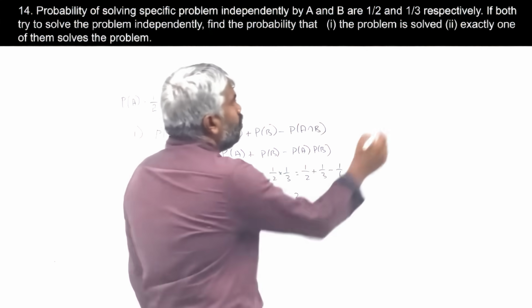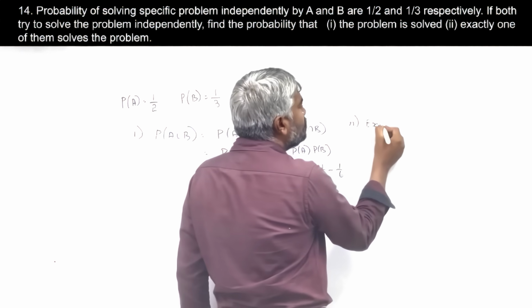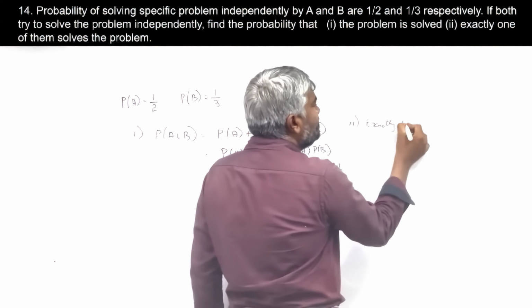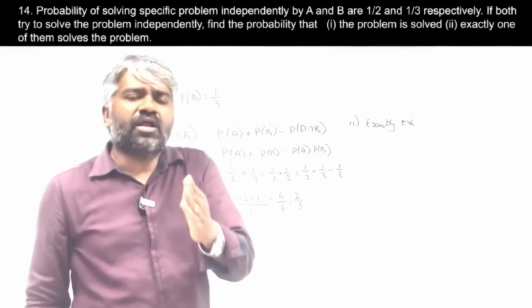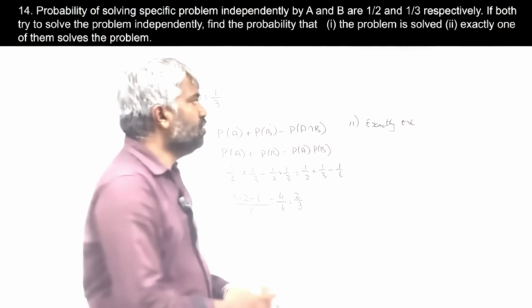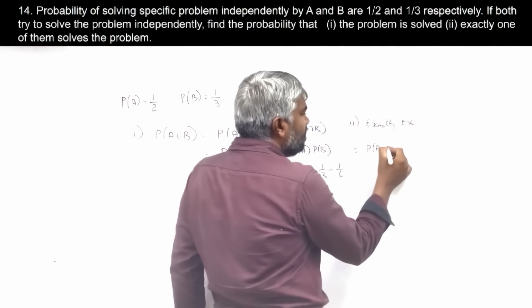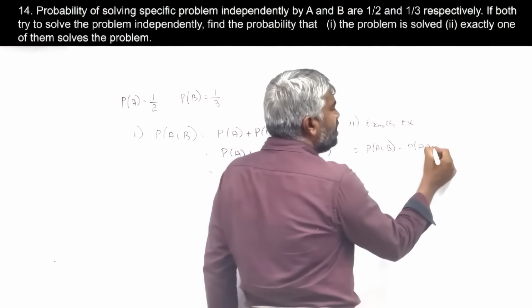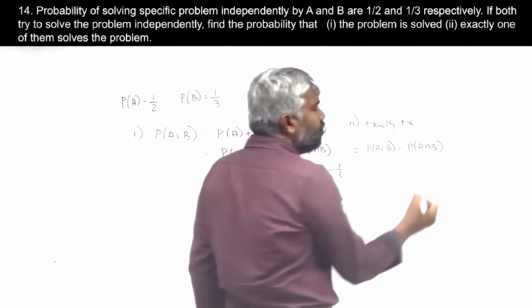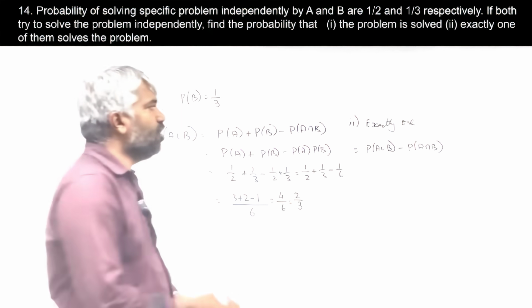Second question. What is the second question? Exactly one of them has to solve it. It should be solved by A alone, or it has to be solved by B alone. So the formula for that is P of A union B minus P of A intersection B, which will give you the solution when the problem is solved by exactly one of them.